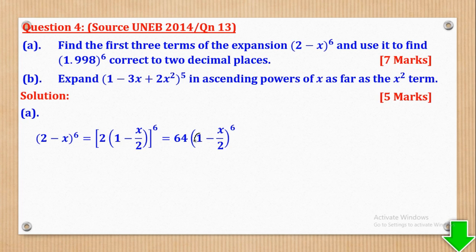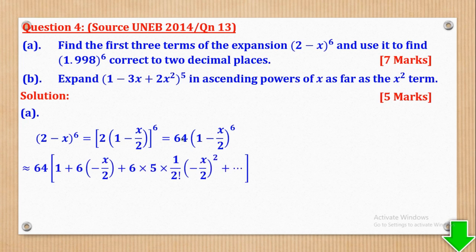Now that we have positive 1 as one of the terms, then we can use the formula, the method we know. So here I'll first maintain the 64 here, then I'll use the method we know to get this expansion. The method we know says the first term will always be positive 1. Second term, look at this power, it will be here. Then after that I'll look at this other term, which is negative x over 2, right as it is, negative x over 2. That is the second term.